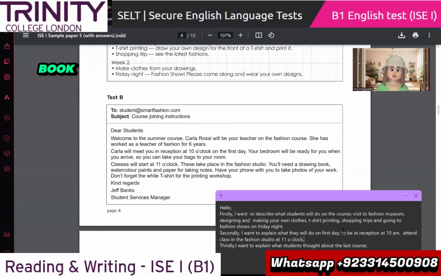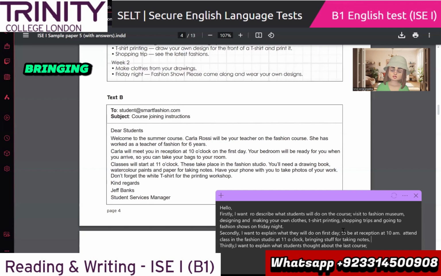You will need a drawing book, watercolor paints. Bringing things for taking notes. You can also say stationery if you like. Oh no, let's try to make it easier, like bringing drawing books, water paints, and paper. All of these things are for taking notes. Okay, so bringing stuff for stationery, bringing stuff for taking notes. And bringing your phone with you for taking photos of your work.